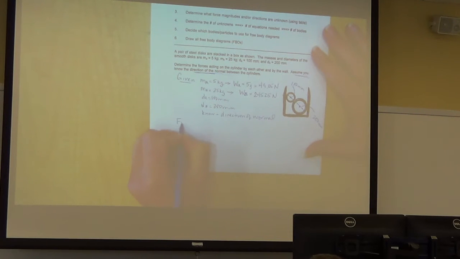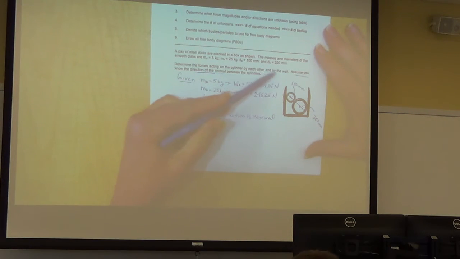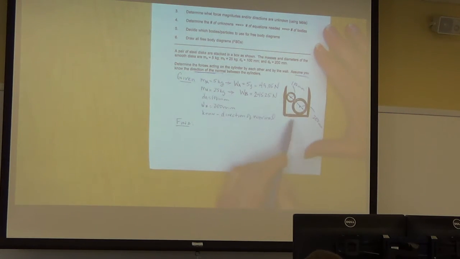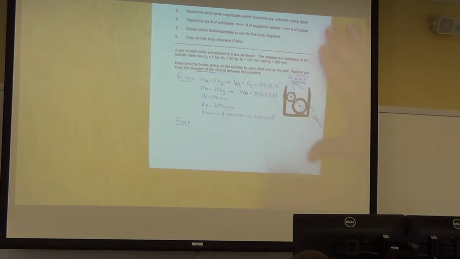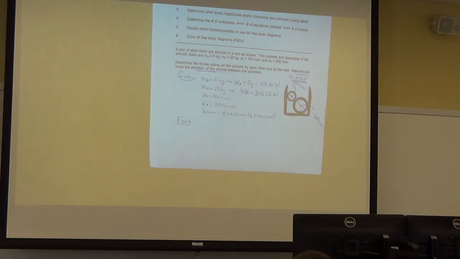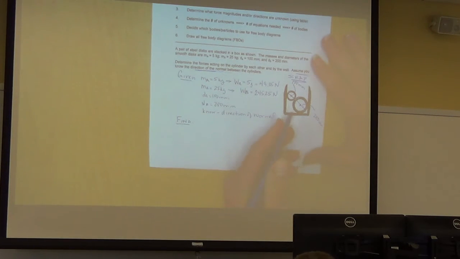Okay, what do they want us to find? Determine forces acting on the cylinder by each other and by the wall. So let's start taking a look at the picture. For me, it's always helpful to just draw right on there as scrap. So what things do we see in here? We know there's a weight of A, and we know there's a weight of B.